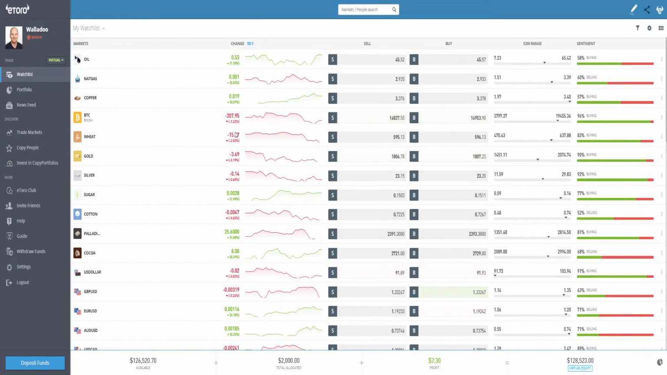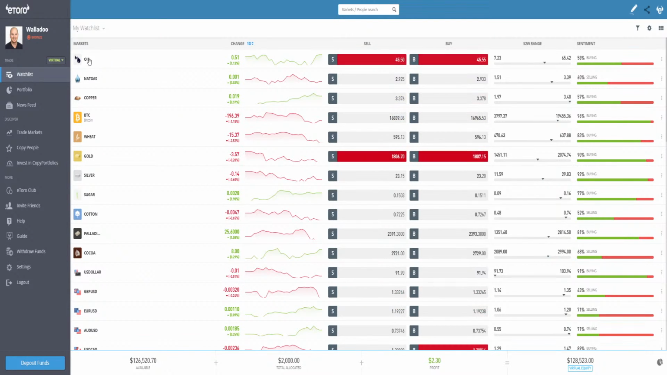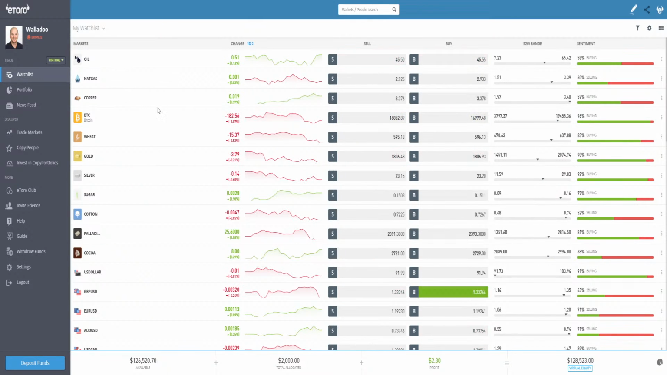But we'll start by looking at the charts. The charts are okay. They're not fantastic, not terribly bad, but they're okay. There are two ways of entering the chart. You can go to one of these instruments, for example oil, and click on the chart. I tend to use the more advanced chart, which you can enter by clicking on this chart here. So just do that.